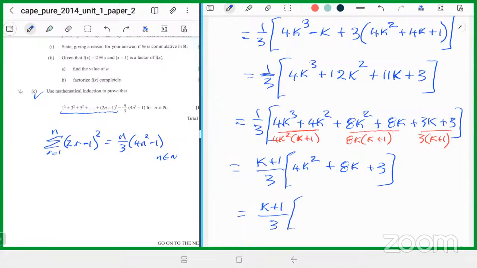Into, I'm going to complete the square of this. Now, to complete the square inside here, remember you factorize the 4 out of this first. You're going to get 4 into k squared plus 2k.